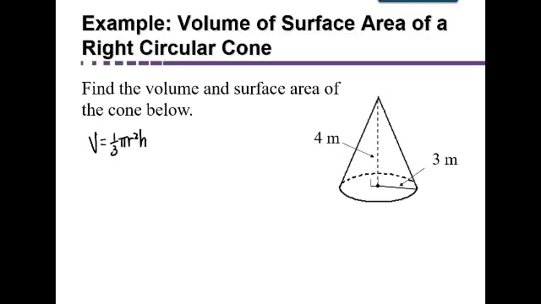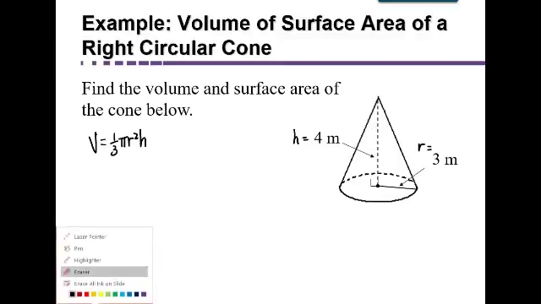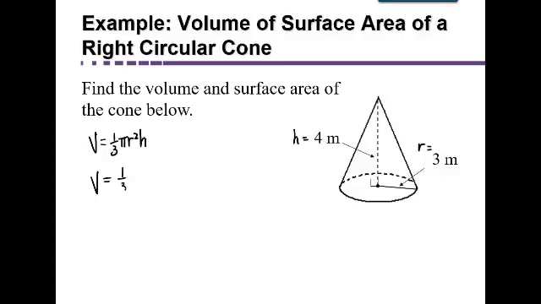Okay, so all you need to do is to identify the radius, which is 3, and the height, which is 4, and plug in and make sure you observe correct order of operations. So the volume is going to be 1/3 times pi times 3 squared times 4.